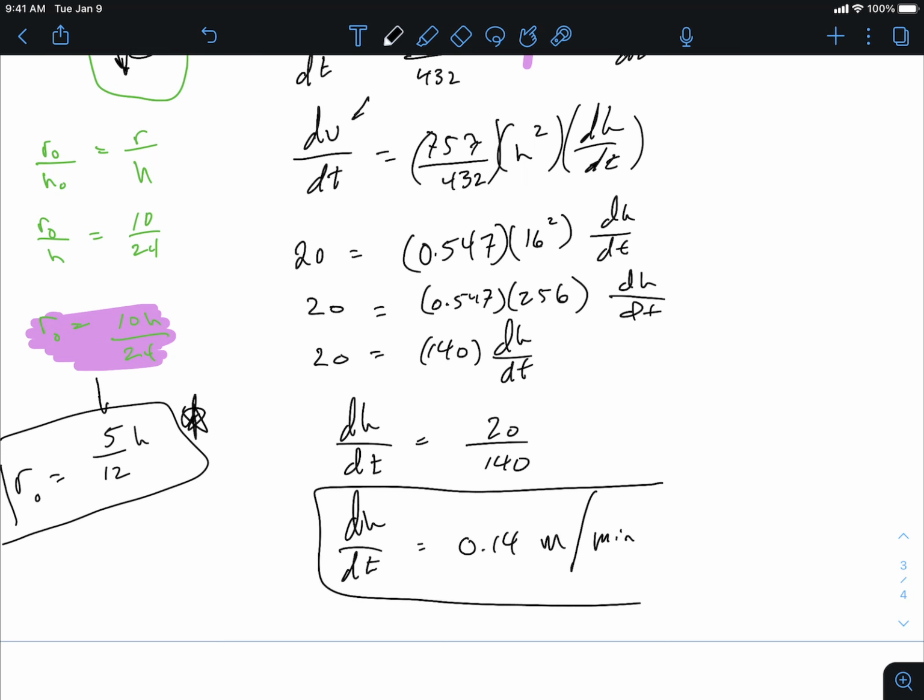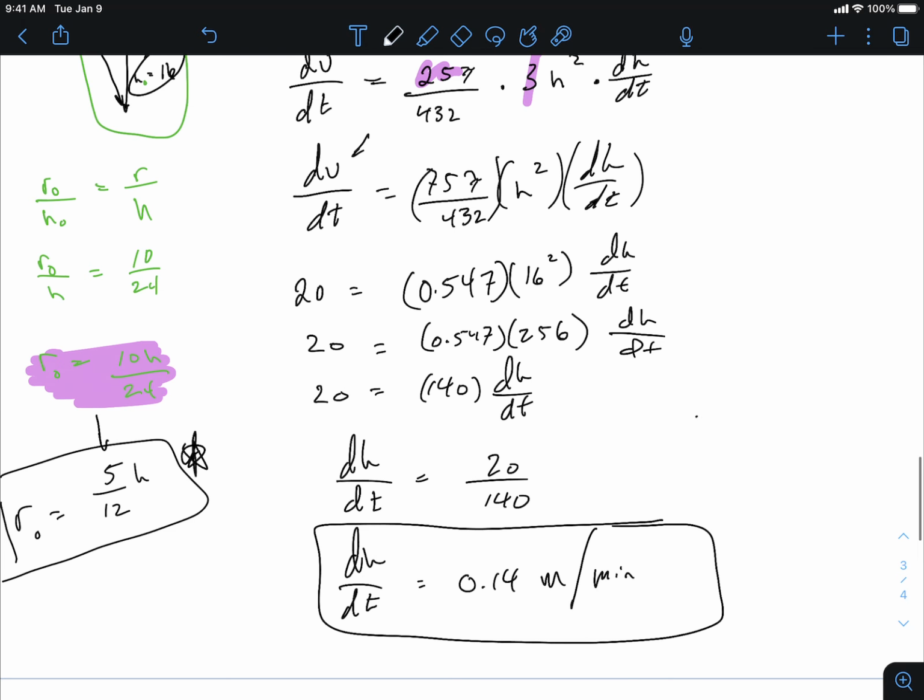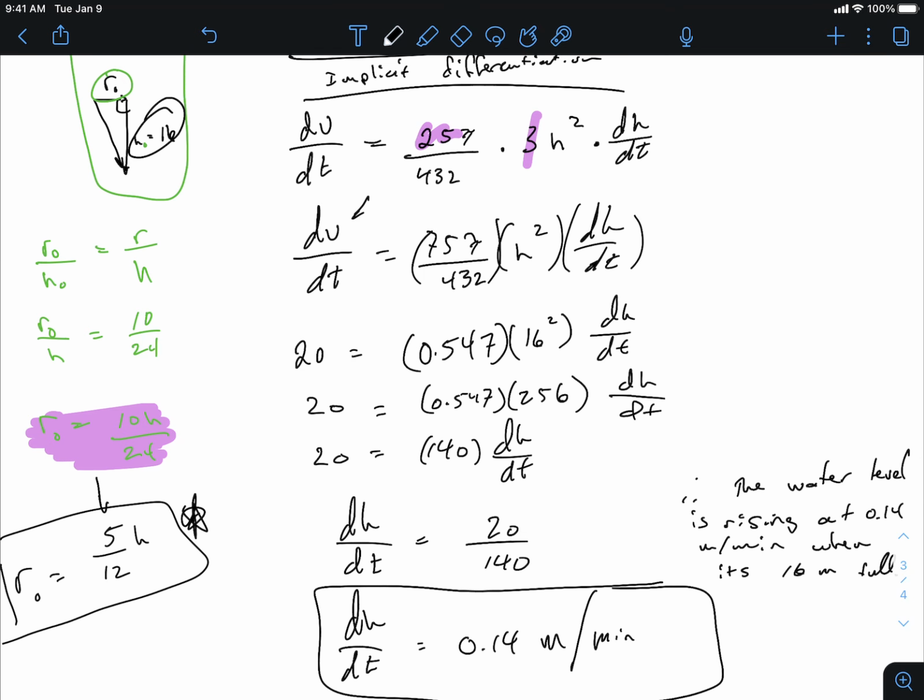Remember, this is how is the height changing with respect to time, right? Well, you could say a little therefore statement: the water level is rising at that rate. Okay, guys, that is a little bit more complicated. Okay, that is a harder question.